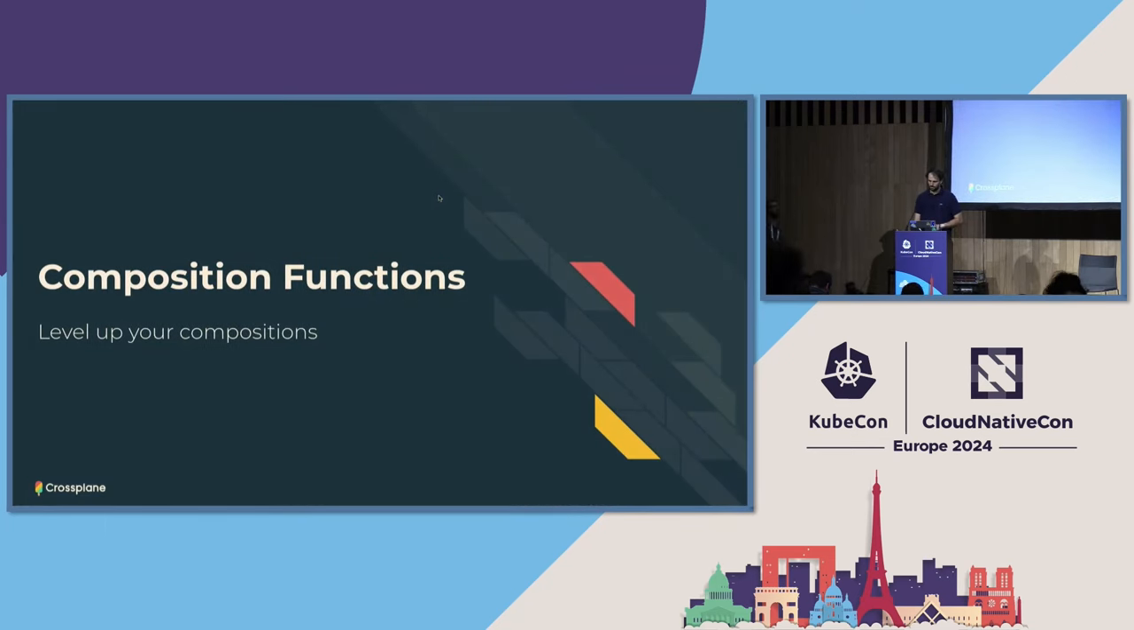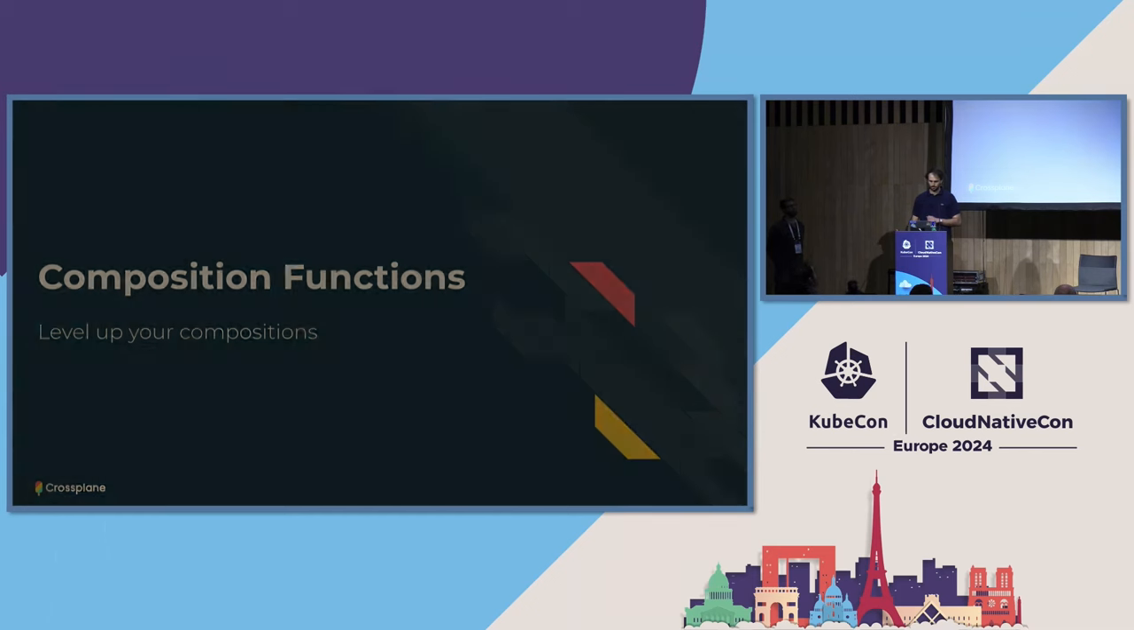Okay, so yeah, as Jared said earlier, composition functions are a way to teach Crossplane new tricks, and composition functions were introduced in alpha in the 1.11 version of Crossplane, but we actually completely reworked them and released the beta version in 1.14. So if you previously tried composition functions in 1.11, you should definitely have a look at the version we shipped with 1.14, because that's completely different. And let's see a few additions we added recently.